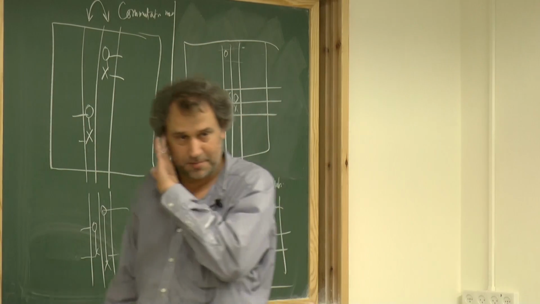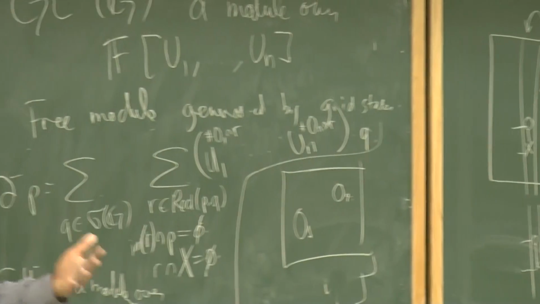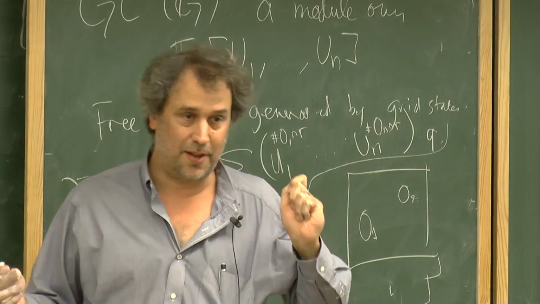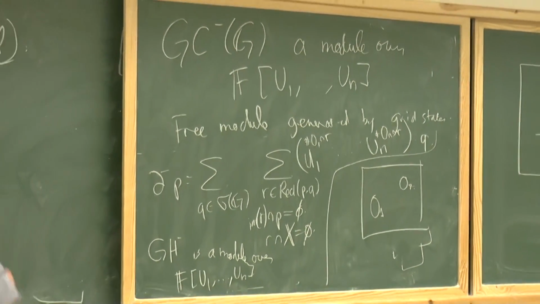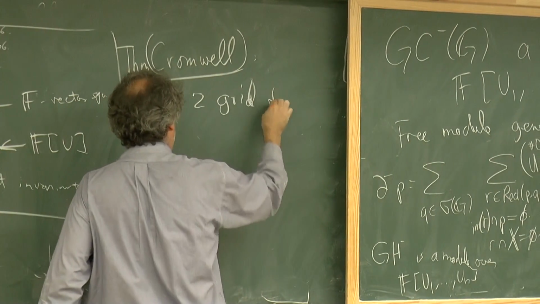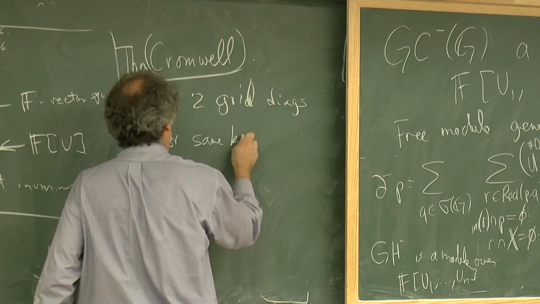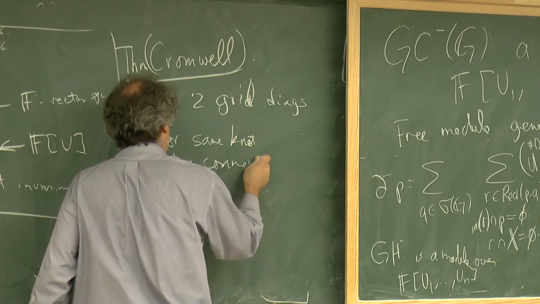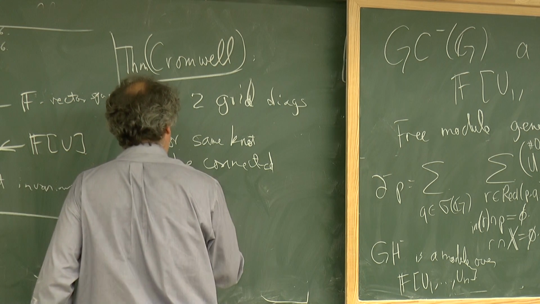Okay, so Cromwell's theorem says that if you've got 2 different grid diagrams for the same knot, then you can always connect them by a sequence of commutation moves, stabilizations, and destabilizations. So if you have something that's invariant under those moves, then it's in fact a knot invariant. So any 2 grid diagrams for the same knot can be connected by commutation moves.